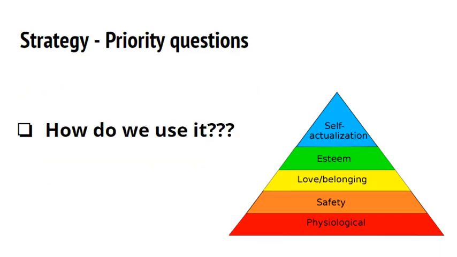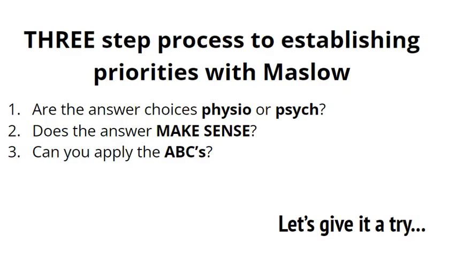So let's see how Maslow is used for prioritization. There are 3 steps in the Maslow prioritization process. Number 1, are the answer choices physiological or psychological? Do the answer choices make sense? This is where you need to know your content. And can you apply the ABCs? Just as a reminder, A is a patent airway, that's clear. B is breathing and gas exchange. And C is the blood is actually circulating.